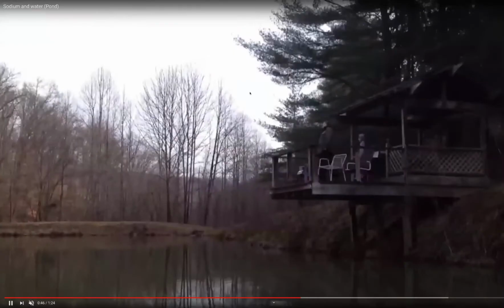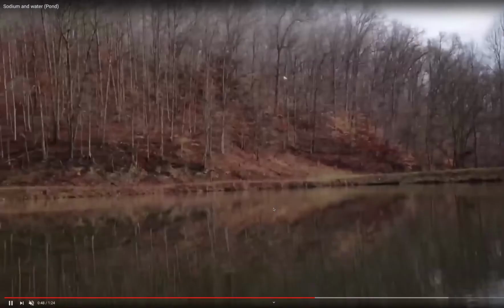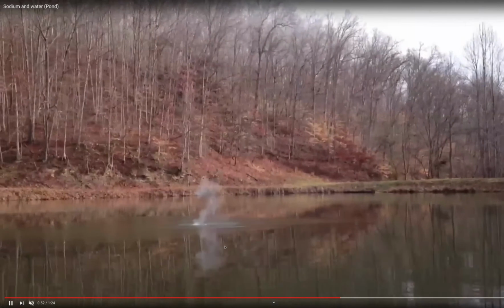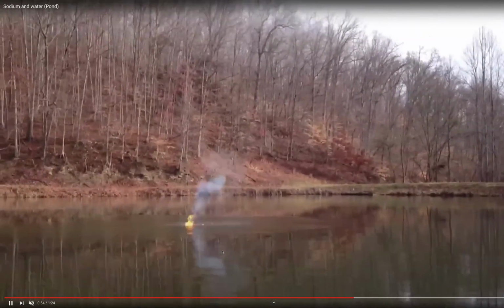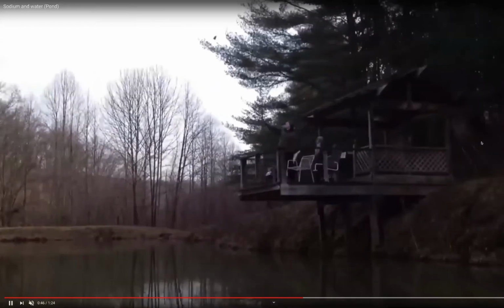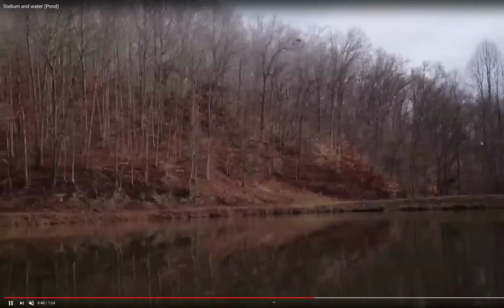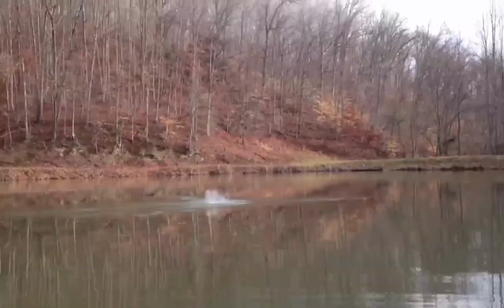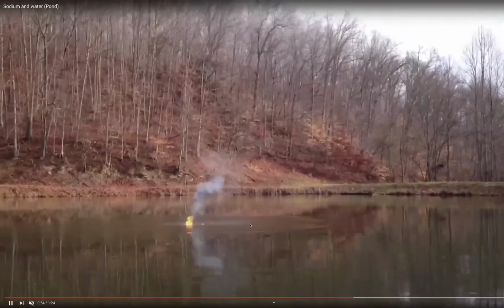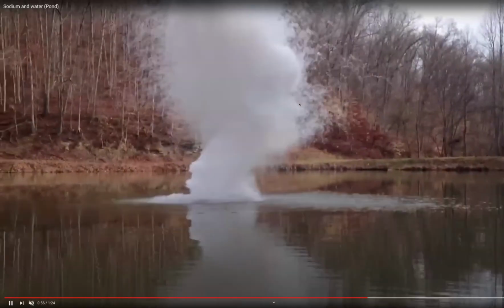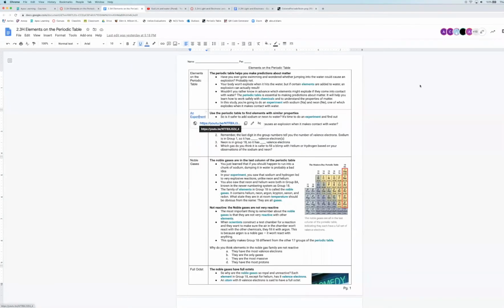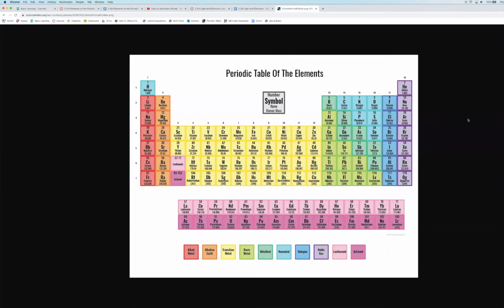You can see he's going to toss it up into the air, and it starts to fizz automatically, catches on fire, and then explodes. So you can see that again. You can see that sodium is a lot more reactive than neon was.